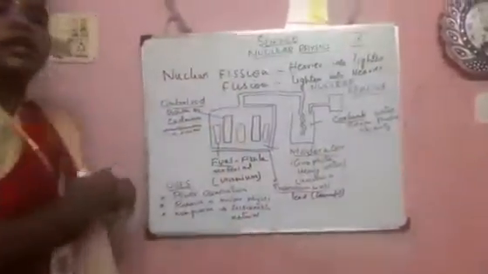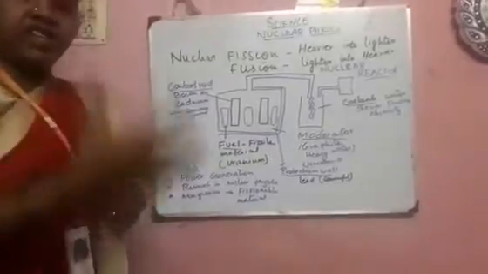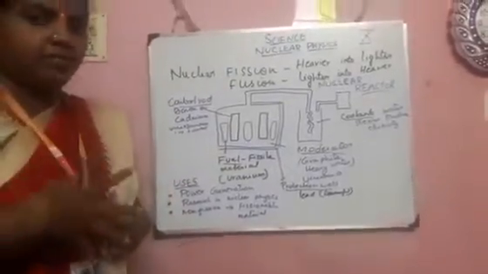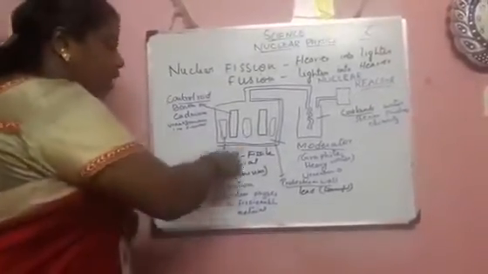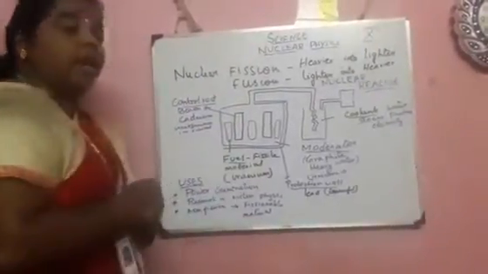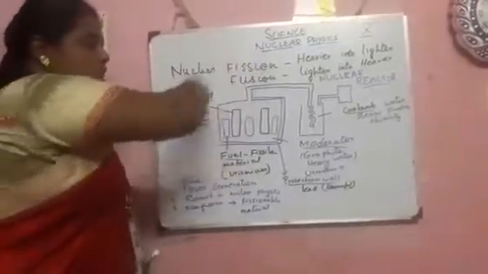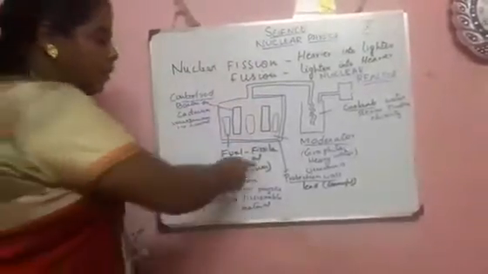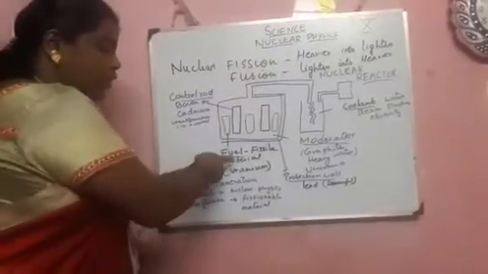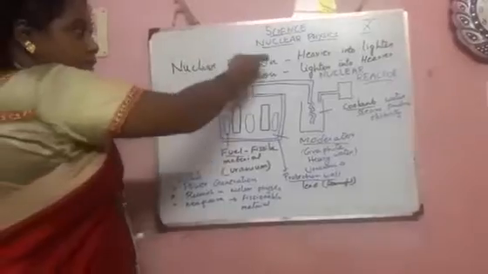Let's see how the nuclear reactor works. First, you see the fuel. If you want to run some machines, then we need fuel. Here, the fuel we are using is uranium, which is a fissile material. Fissile material is nothing else but material that undergoes the process of fission, heavier into lighter. So in the fuel we use uranium, which is a fissile material, that means it undergoes the process of fission.